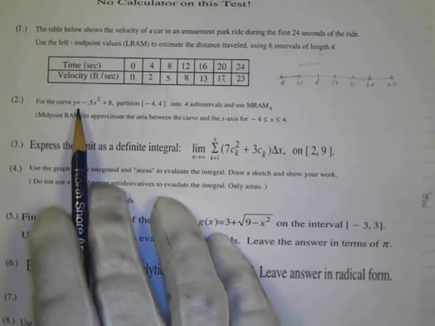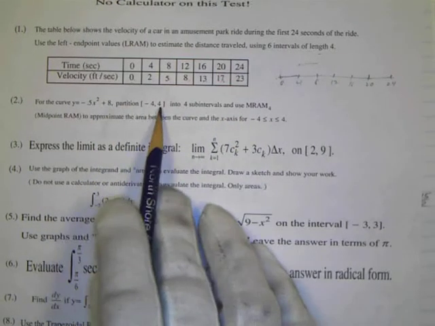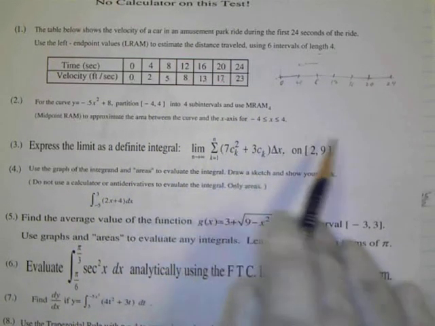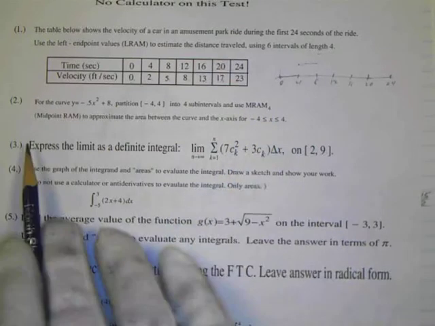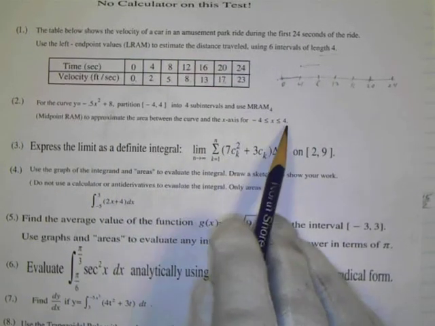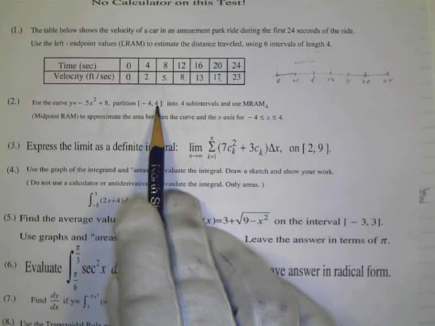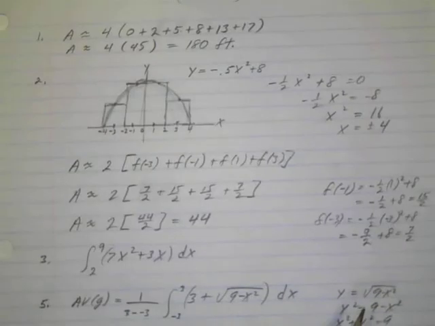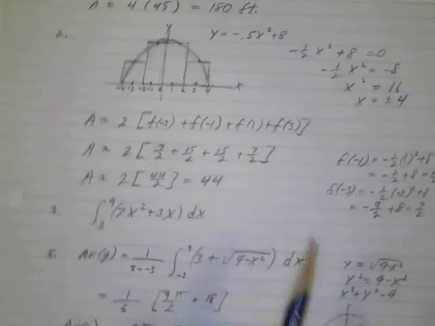And number 2, for the curve y equals negative 5x squared plus 8, partition this into 4 subintervals, from negative 4 to 4, using MRAM. So we're going to find the midpoint for those 4 subintervals to approximate the area. So that's pretty good. If I've got from negative 4 to 4, my distance is going to be 8. And I'm going to use 4 subintervals, so each of those will be 2.